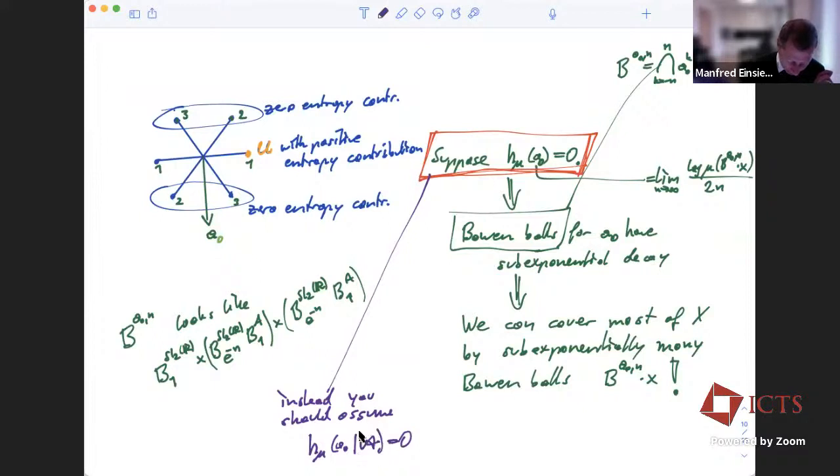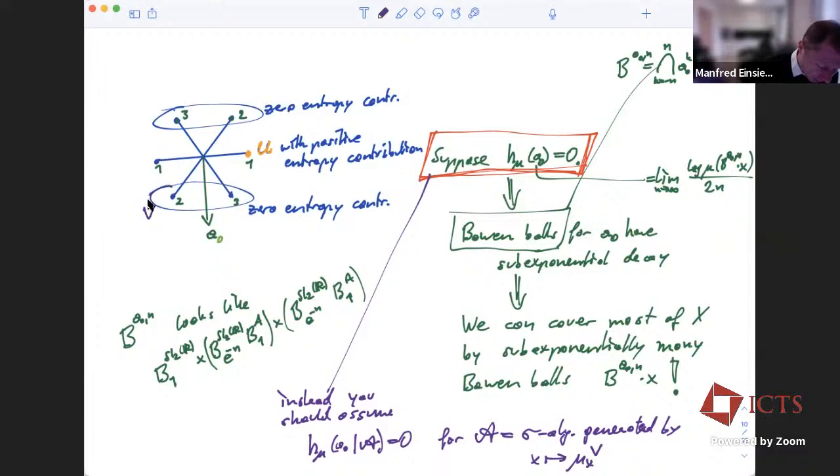And if you choose your sigma algebra here correctly, then the positive entropy contribution will not change and the argument will not change. But the contradiction that then says, no, this is not happening, the entropy contribution, even conditioned on A, must be positive, actually proves unipotent invariance. And the right choice, and it's just a brain twister, the right choice is you take A equals the sigma algebra generated by x goes to mu x v, where v is, say, this group.